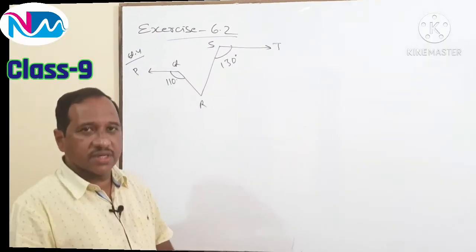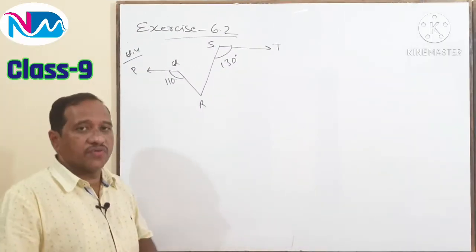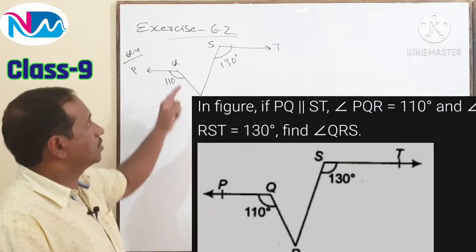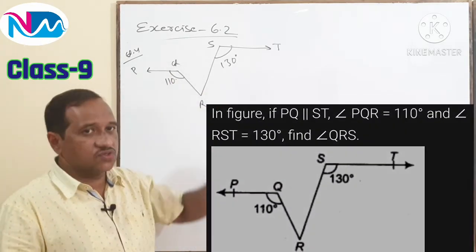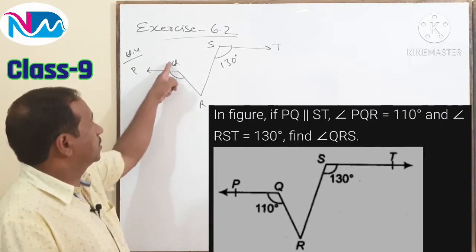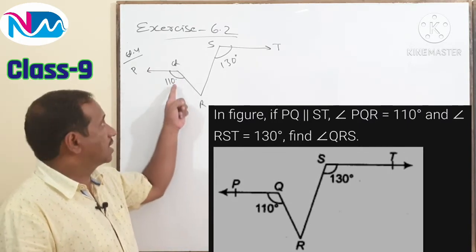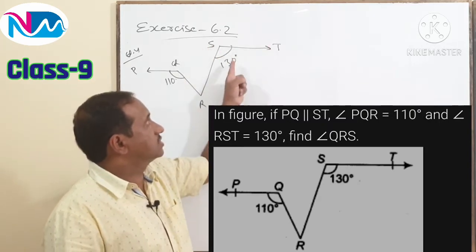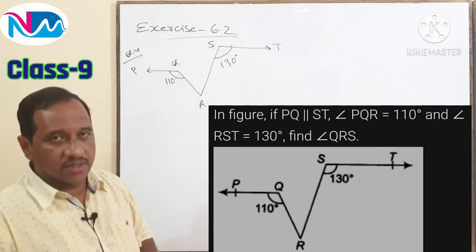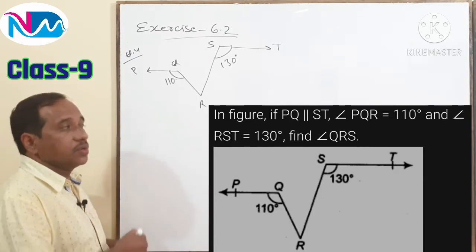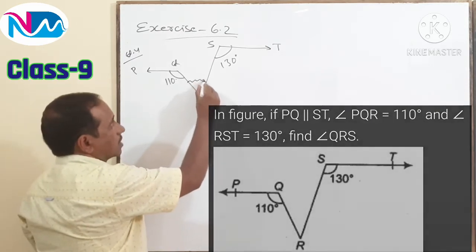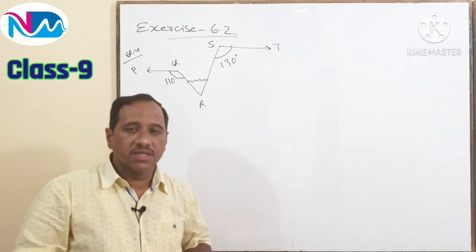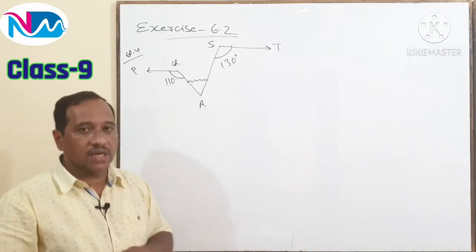The next question is question number 4 of exercise 6.2. The question is, in the figure, PQ is parallel to ST, angle PQR is equal to 110 degrees and angle RST is equal to 130. Find angle QSR. This is the angle QSR. So we have to find the measure of angle QSR.